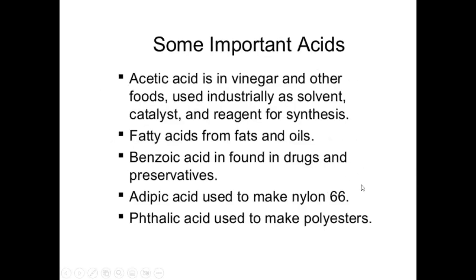Okay, and then some important acids. Acetic acid is the vinegar and other food, used in industry as solvent and catalyst, and also reagent for synthesis. And we know fatty acids from fats and oils. Benzoic acid is found in drugs and preservatives. Adipic acid is used to make nylon 66, and phthalic acid is used to make polyesters. Right, so these are some examples of products from acids.